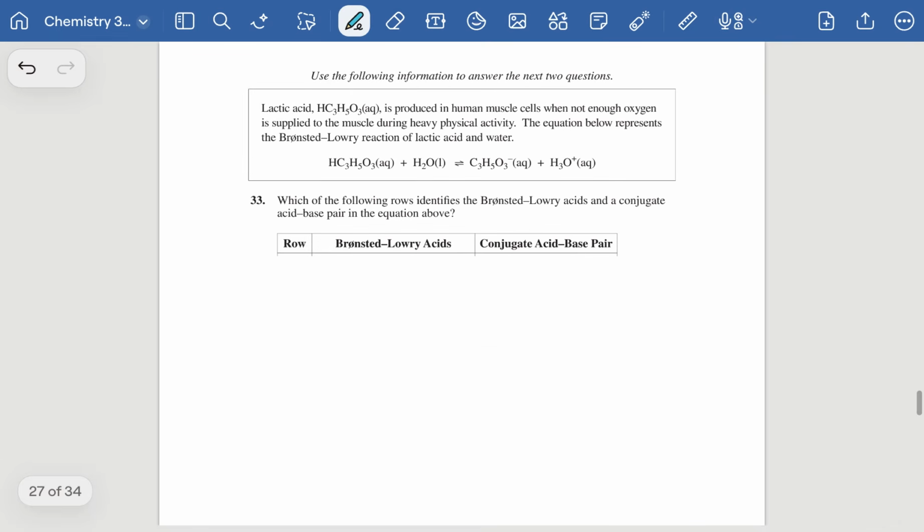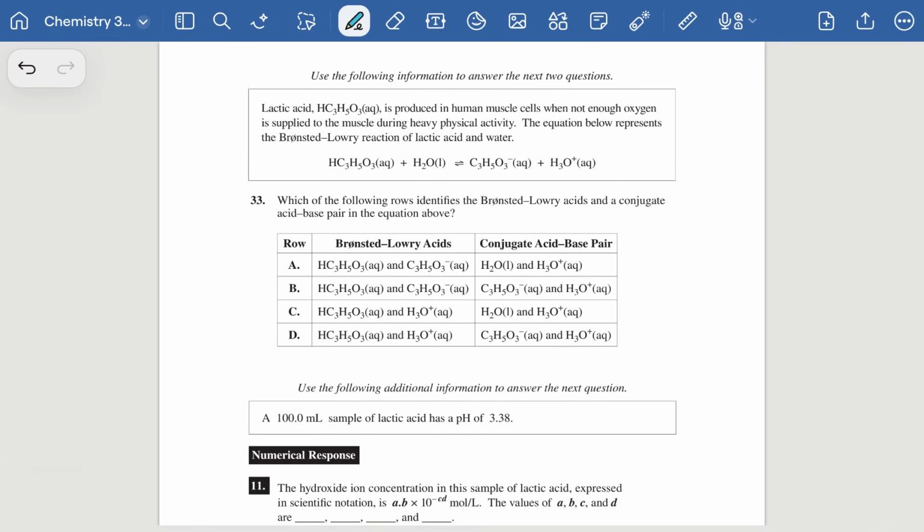that works too. Okay, so moving on to the next one, asking about Brønsted-Lowry acids and then conjugate acid and base pairs. To be a Brønsted-Lowry acid, you have to donate a hydrogen. So from the reactant side, this one was donated.